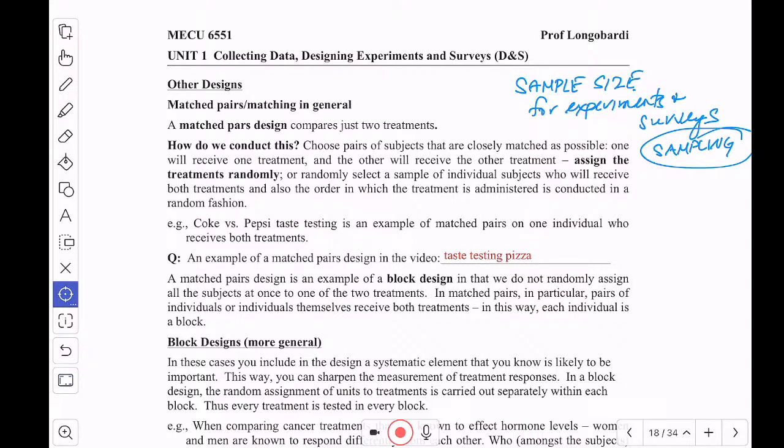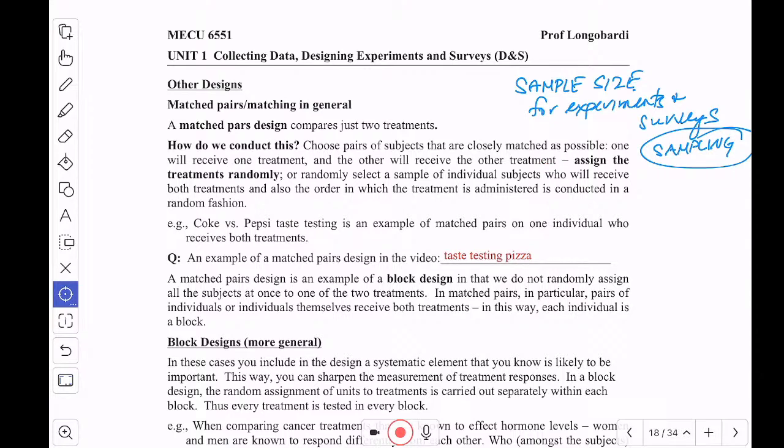Okay, so we've talked about completely randomized designs, but there are other kinds of experimental designs that are reserved for specific situations. One is the matched pairs design. A matched pairs design compares just two treatments. And this is conducted in such a way where the pairs of subjects are chosen to be as closely matched as possible. One will receive one treatment and the other will receive the other treatment.